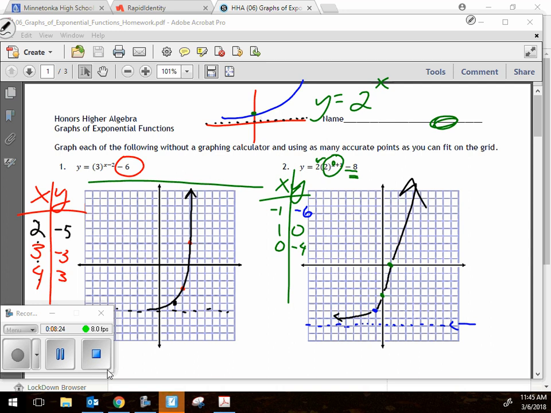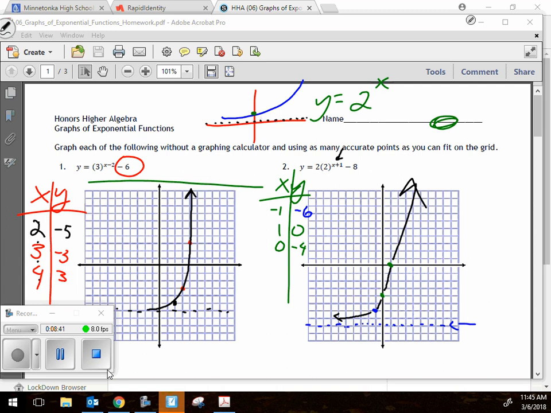Now, does this kind of look like what the parent one was supposed to be? Yeah. Does it kind of look like it's moved down? Yeah. What's this +1 thing do in here? Do you remember that that's to the left? So it feels a little bit shoved to the left.